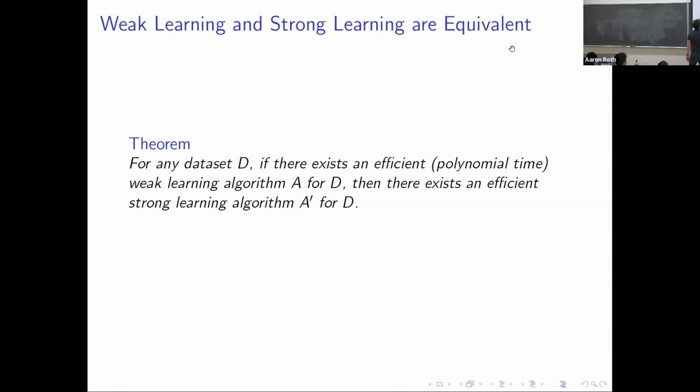But the theorem I want to prove, one of the foundational theorems in machine learning, is that in fact weak learning and strong learning are equivalent. Weak learning is actually no harder than strong learning and vice versa. One direction's obvious. If I can always solve machine learning problems with perfect accuracy, that means I can always solve them with 51% accuracy. But the surprising direction is that no matter what data set you give me, if there's an efficient, meaning polynomial time, weak learning algorithm for the data set, one that can always guarantee 51% accuracy, then actually there's an efficient strong learning algorithm, a polynomial time algorithm that can always make perfect predictions. So this is the theorem.